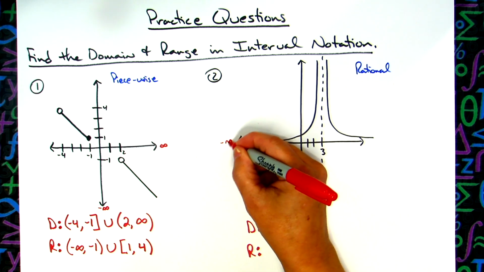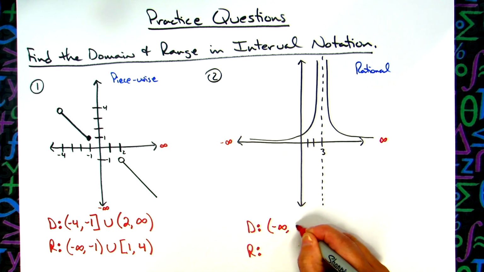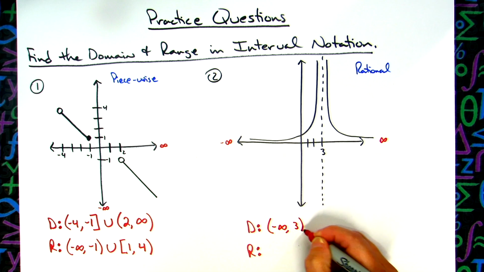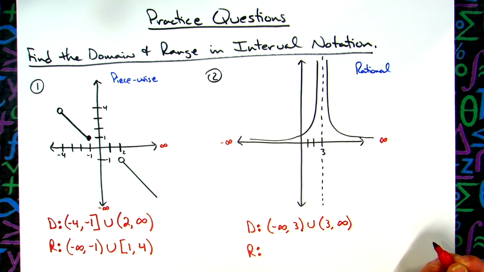We have negative infinity down here. We have positive infinity here. So curvy bracket, negative infinity, all the way up to 3. Curvy bracket, because 3 is not included. We're skipping over 3, picking up on the other side of 3, and going to positive infinity. All right, how many people got that one right?